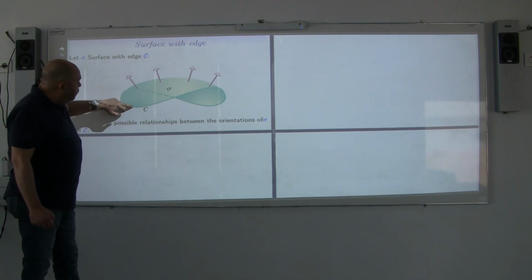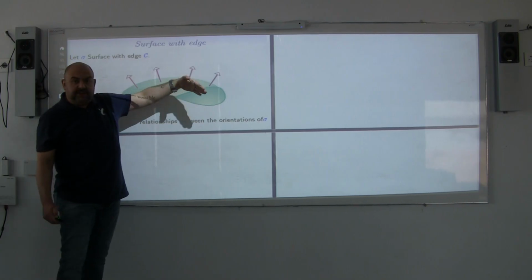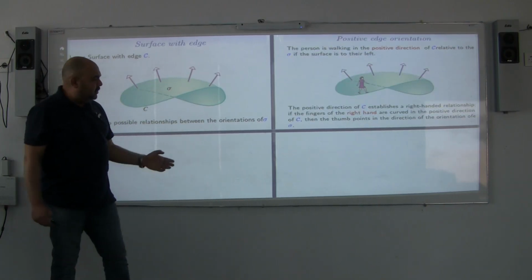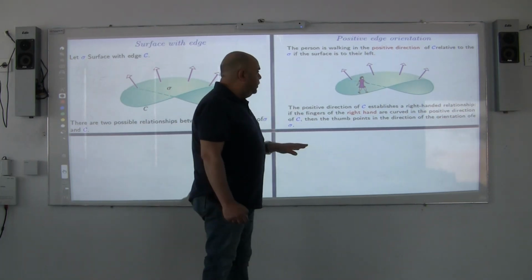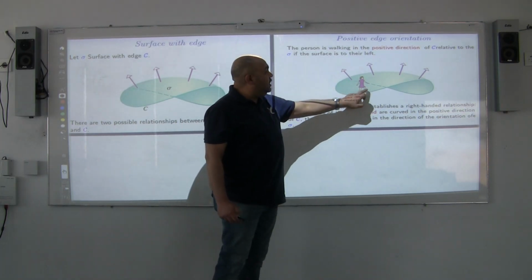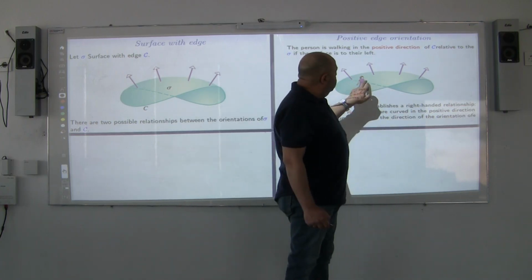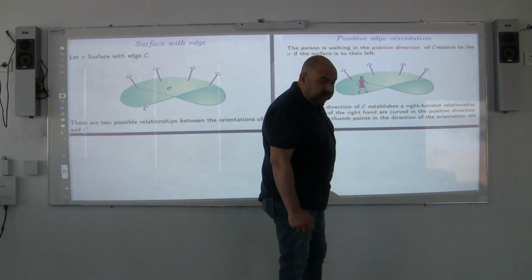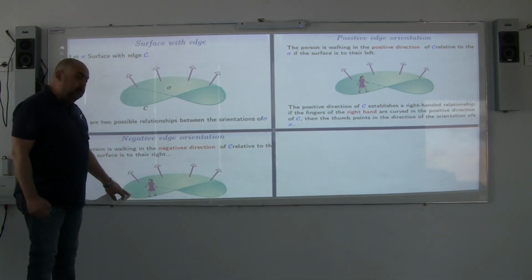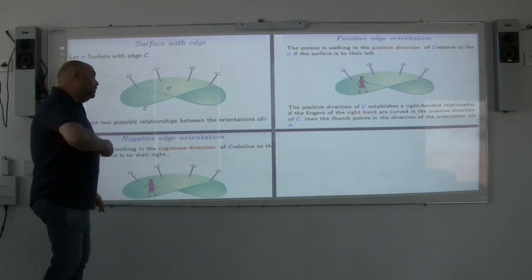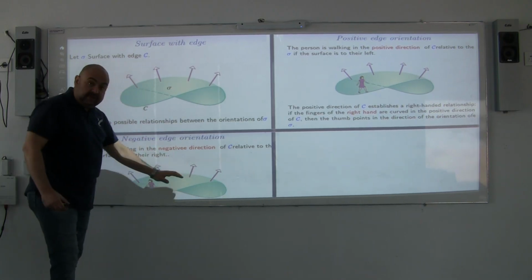Of course, if I'm moving on the contour with my left hand inside the region, this is the positive direction, and that was explained explicitly in the previous lecture. As you can see, the lady here is moving around the contour with her left arm inside the region, and that's the positive direction. Of course, the negative direction is when her right arm is inside the region of the surface.